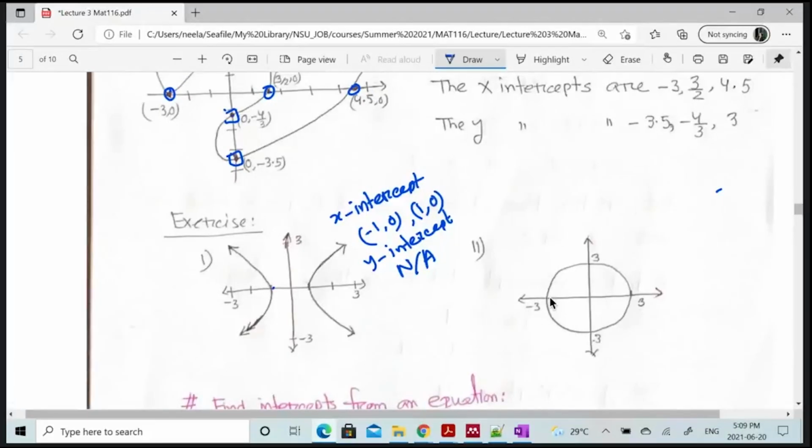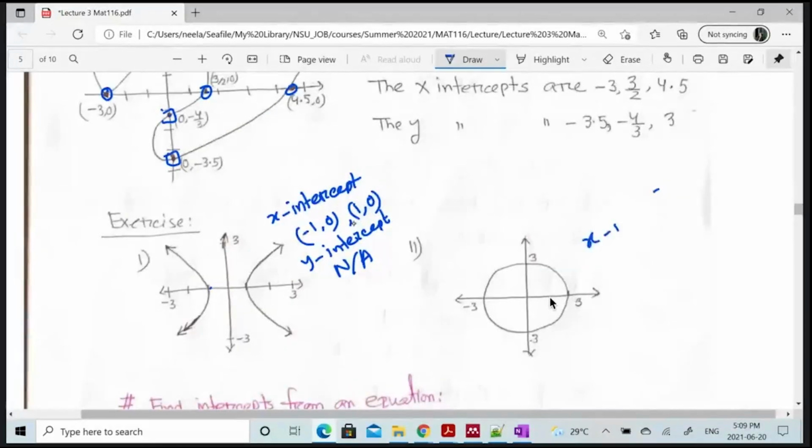Alright, what about here? Here minus 3, 0 and 3, 0, both the same. And 0, 3 and 0, minus 3. Very good. These are very smart. So we are done for the intercept.